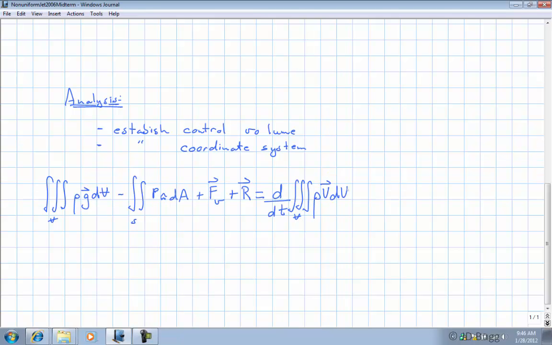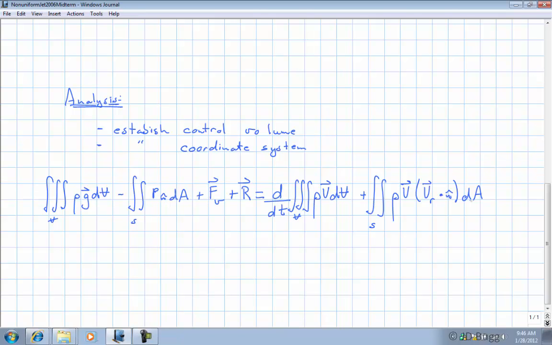So that's rho v dV, plus some difference in the momentum as it flows over the surface. So that's an integral over the surface of rho v, v dot n dA. So that's our complete linear momentum equation.